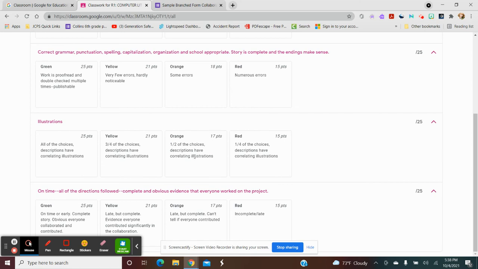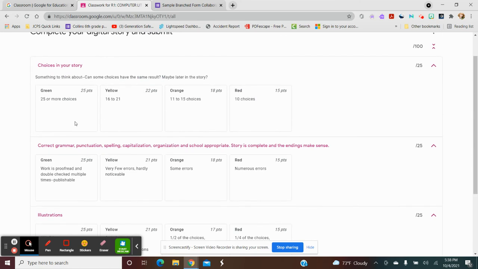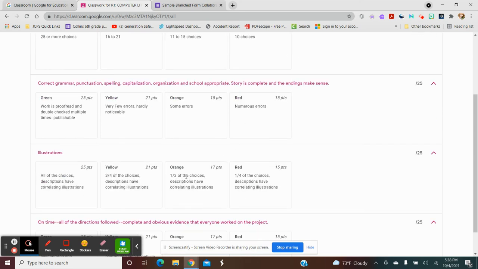Orange, you got half of the stories with corresponding illustrations. I had to do like a percentage because I don't know how many choices you're going to have. So if you only have 5 choices or 10 choices and only 5 of them have pictures, notice that's not going to give you a very high score. And red if you really don't have very many choices, descriptions, or correlating illustrations. Okay, so illustrations or drawings. And they need to be related. If my story was about puppy dogs, if I have pictures of zombies and butterflies, that has nothing to do with the story.